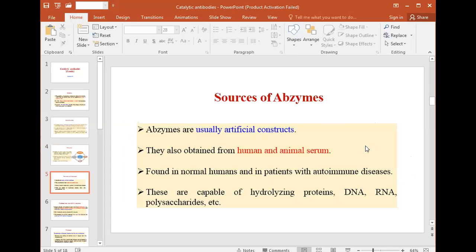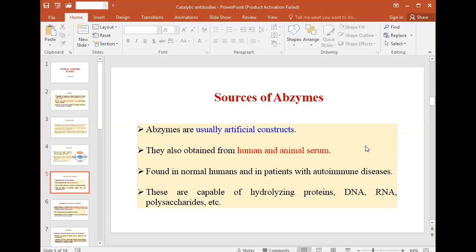Now, what are the sources of ABZYMEs? ABZYME sources can be of two types. One is artificial source and another one is natural source. When we are talking about the artificial source, that means we have to develop it. We have to inject a hapten either in a laboratory animal or in a human, and then it will develop the antibody that has the catalytic activity. Or else we can obtain catalytic antibodies or ABZYMEs from human or animal serum, either by developing them artificially, or from patients suffering from autoimmune disorders.